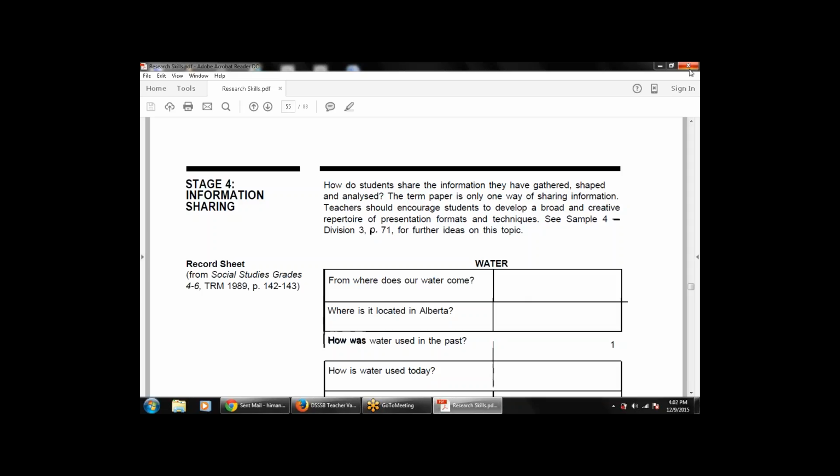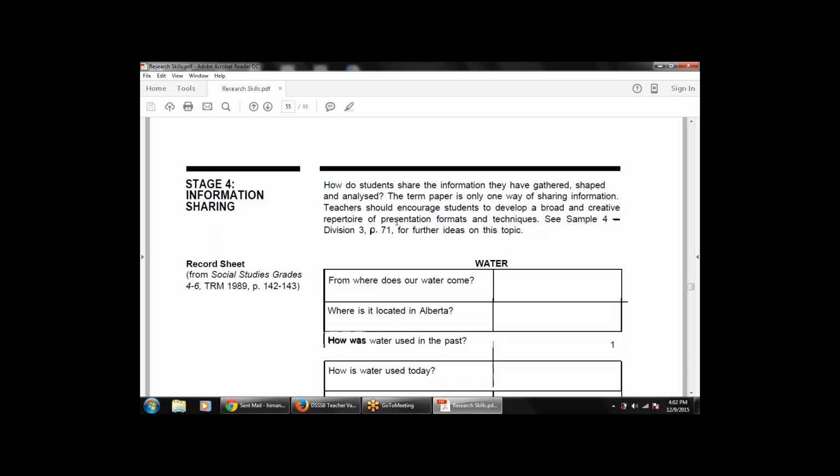In the last class we started with stage number 4, the information sharing, that is how we can share the information in our practice, in a live example. I discussed stage number 4, the information sharing, in the last class. So let's start with this one.